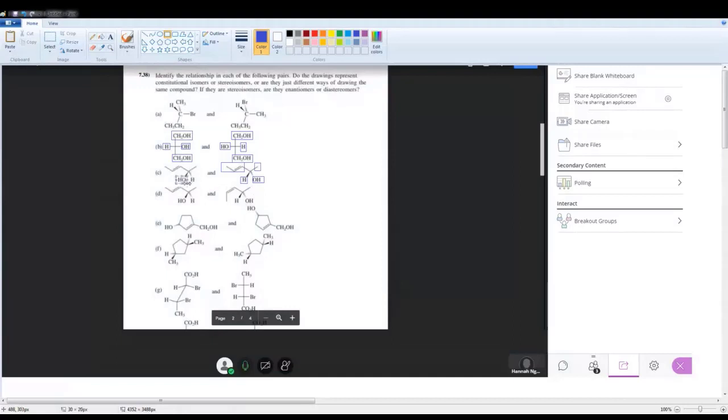In this case for C, it is bonded to 4 unique groups and has the same connectivity, but has a different spatial arrangement because the OH is wedged on the left and it's dashed on the right. So these end up being enantiomers.